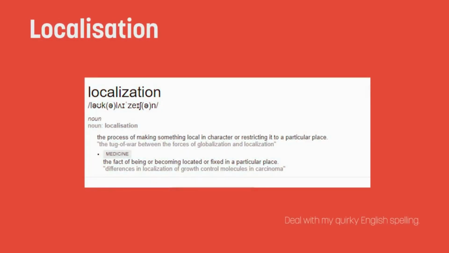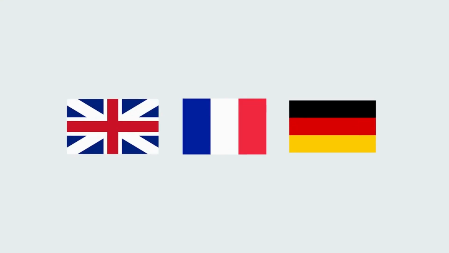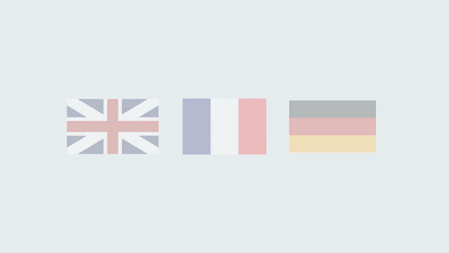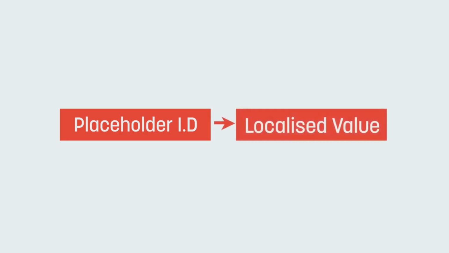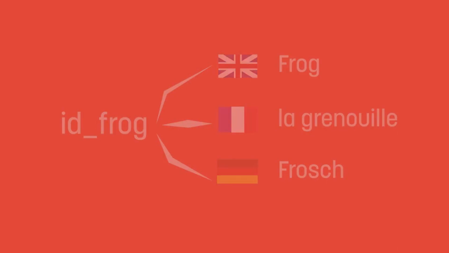Localization is the process of making something local in character or restricting it to a particular place. In the context of game development, this often relates to translating your game into different languages. In practice, it's often achieved by creating a system that supports swapping a placeholder or identifier text out with the correct localized value. So for instance, if you wanted to display the text frog, we might use an identifier or key, such as ID frog, and then depending on the language we're trying to support, we would swap that out for the translated or localized value of that key.